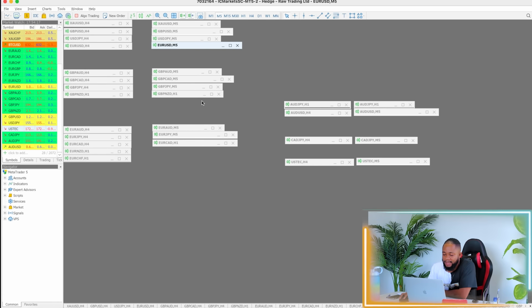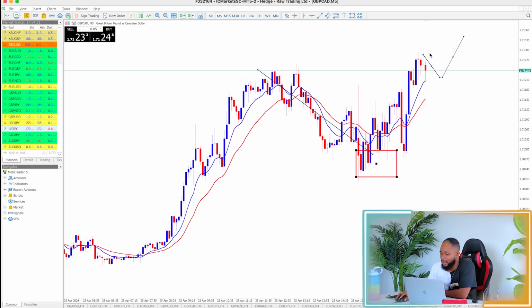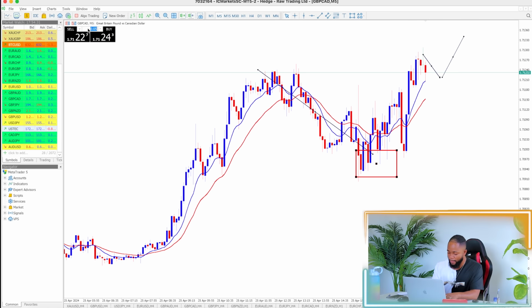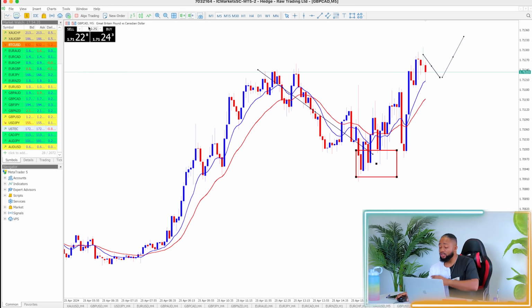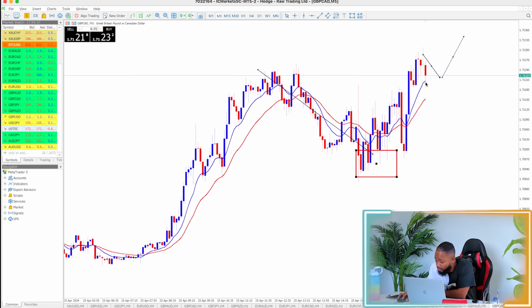Another one we were waiting on was this pair, Great Britain pound CAD. We're waiting for this pullback right here. So it has almost happened. So we're just waiting for it to close bullish, and then we can get into the trade as we speak. Remember, most of the time you wait for the market to push back here, close red, and then you wait for the first bullish candle. It needs to close bullish to confirm that the buyers are getting into the market before you can buy.